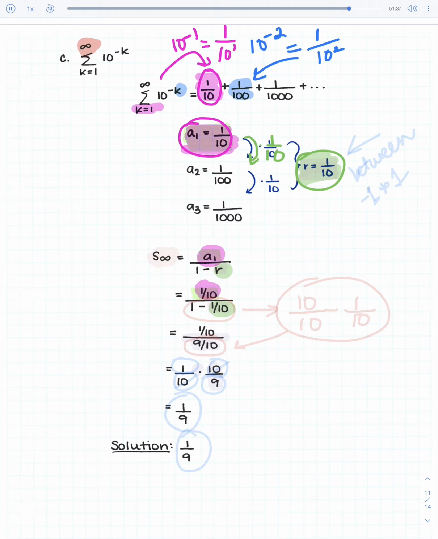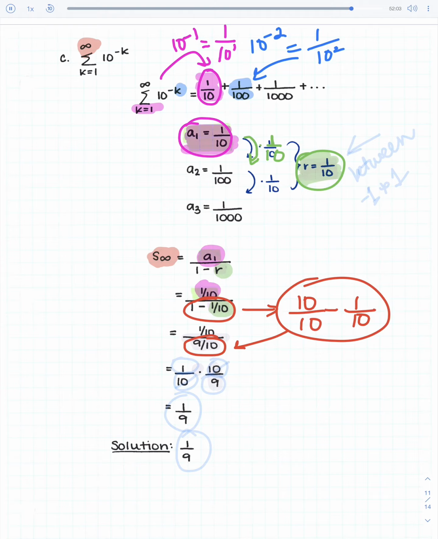So the formula for the infinite sum says to take that first term and divide it by 1 minus R. Well, then you have to figure out what 1 minus R on the denominator is. Remember, we've got a 1/10 we're subtracting. Well, the 1 can be rewritten as 10 over 10. So 10 over 10 minus 1 over 10 will get you 9 over 10.